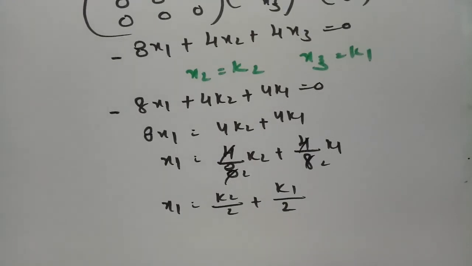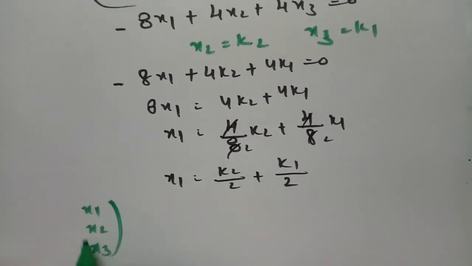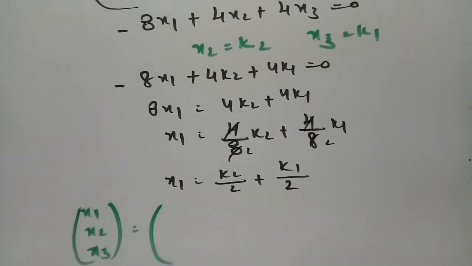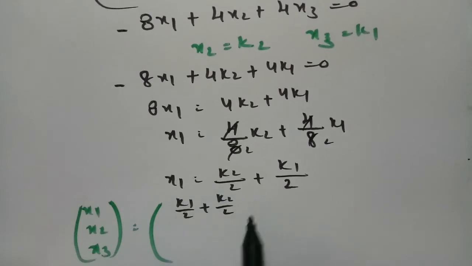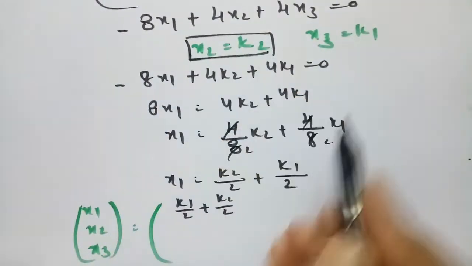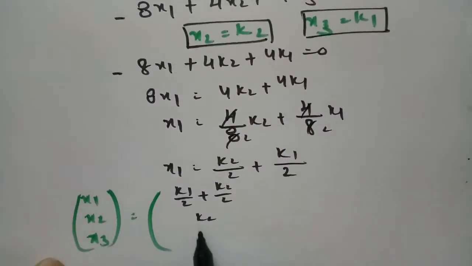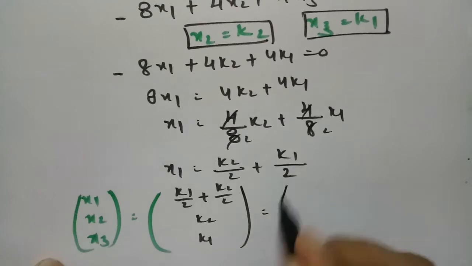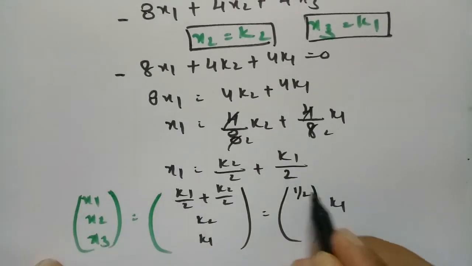Therefore our values, that is x1, x2, x3 will be, see here, x1 is k1 by 2 plus k2 by 2. And what is x2? The x2 value is k2, and x3 value is k1. So I am keeping here k1. If I take k1 common from the first one, this will be half.